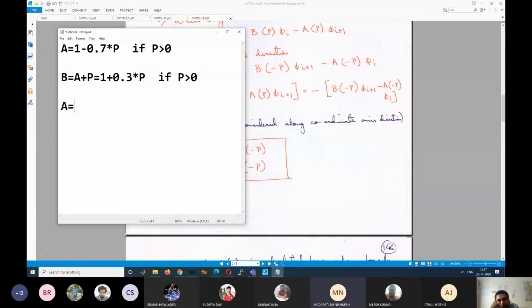One plus 0.3 p. Yes, means if p is positive, we can derive the expression of b. We have already derived this, so this is valid, right? For p positive, a of p can be written as b of minus p. So instead of p, you have to write minus p. This will become 1 minus 0.3 p.